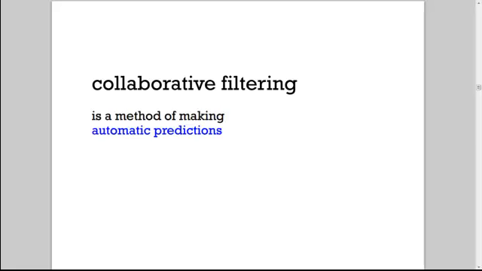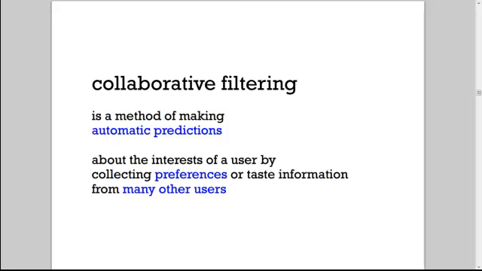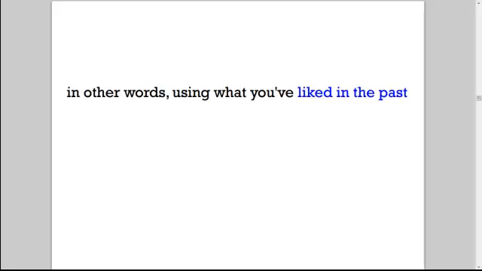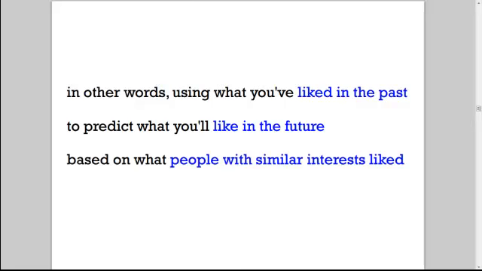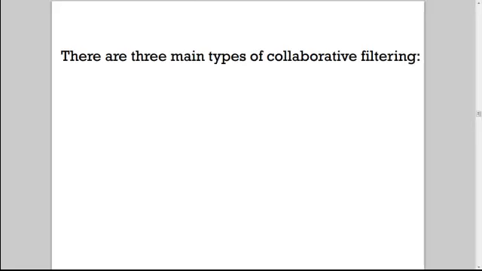Collaborative filtering is a method of making automatic predictions about the interests of a user by collecting preferences or taste information from many other users. In other words, using the cake you've liked in the past to predict the cake you'd like in the future, based on what people with similar taste in cake like. So there are three main types of collaborative filtering: user, item, and content-based.